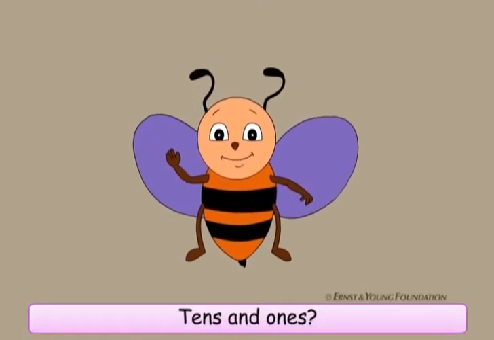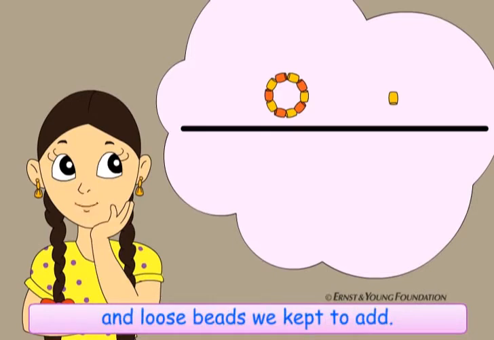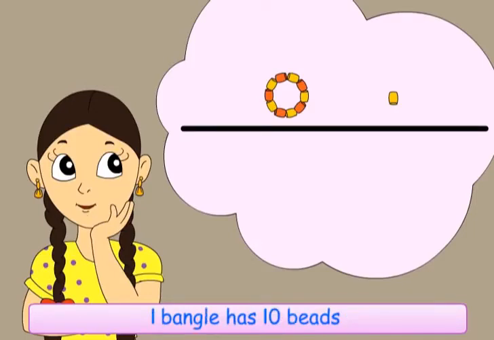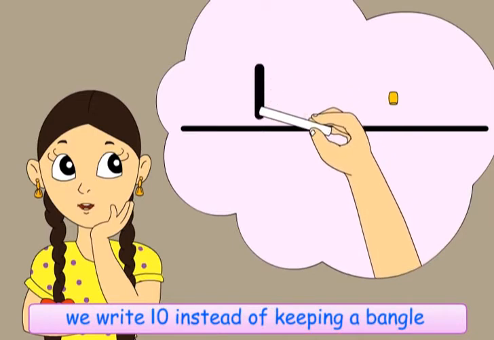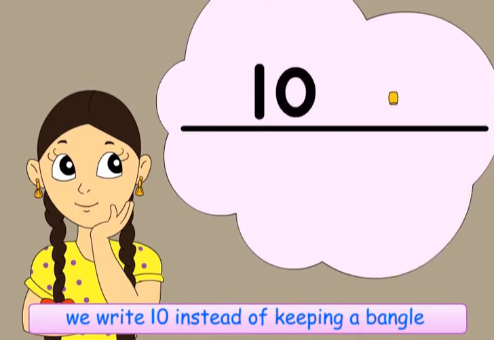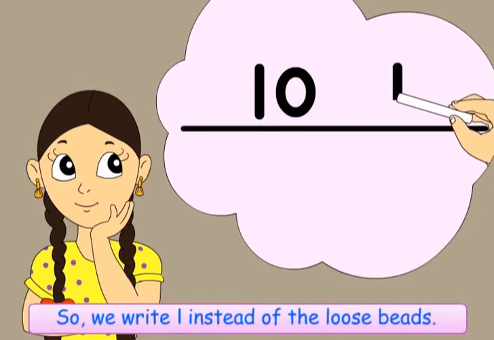Tens and ones? Buzz, it is something like the bangle and loose beads we kept to add. One bangle has 10 beads, so we write 10 instead of keeping a bangle. And we had loose beads, so we write 1 instead of the loose beads.